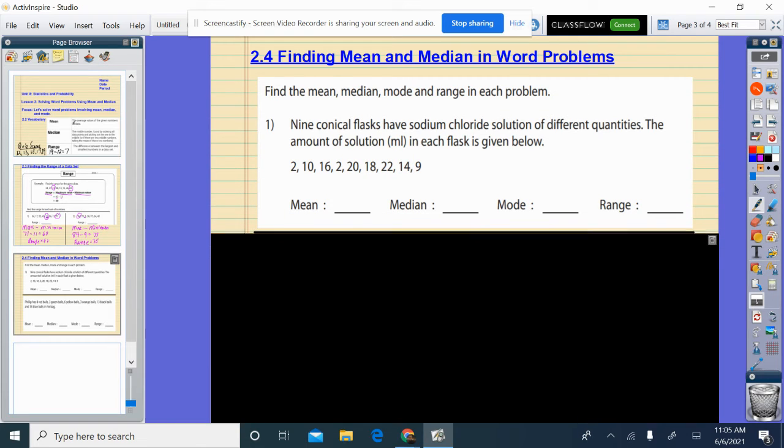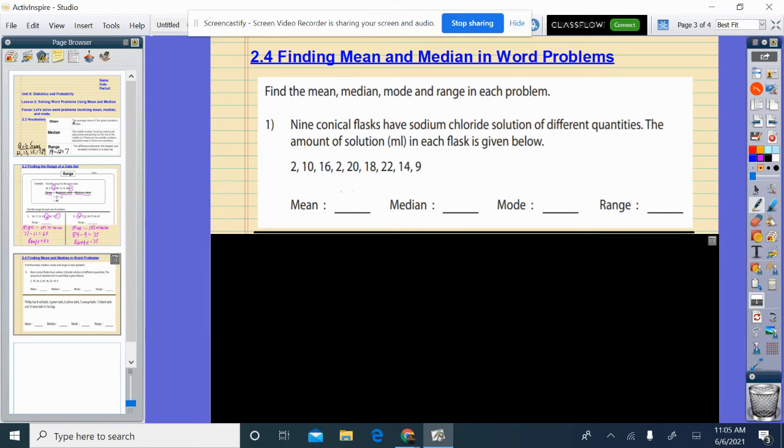All right, now here are some examples. Today's lesson is focusing on word problems. So we have the mean, the median, the mode, and the range for each problem. Nine conical flasks have a sodium chloride solution of different quantities. The amount of solution in milliliters in each flask is given below: 2, 4, 2, 10.